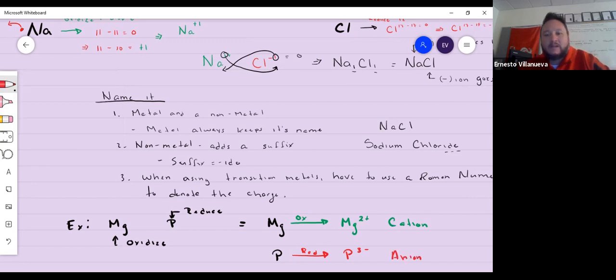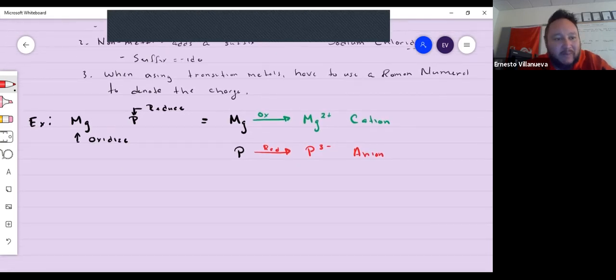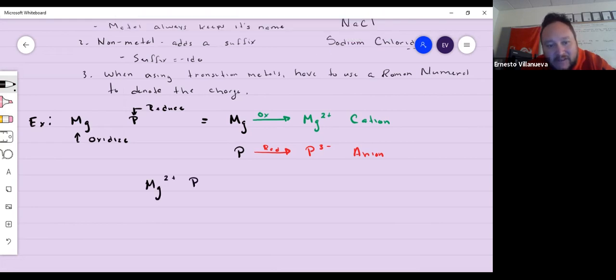Now, these guys have to come together to form a neutral compound. They're going to bond together because opposite charges attract. Here's the problem we have. Magnesium is a 2+ and phosphorus is a 3-. If I take 2 minus 3, I end up with -1, and -1 does not equal 0. So we have to change these two so they both add up to 0. How do you do that?